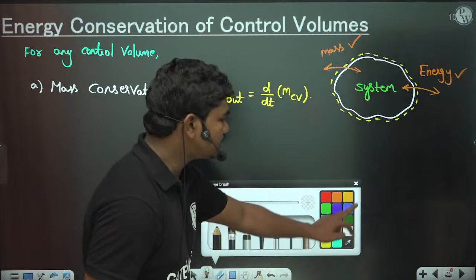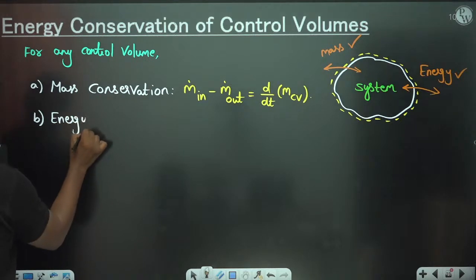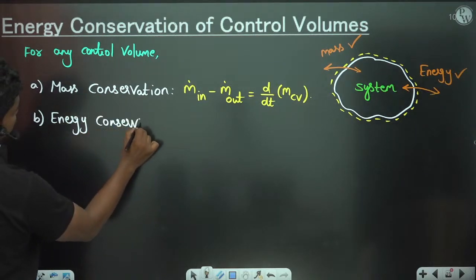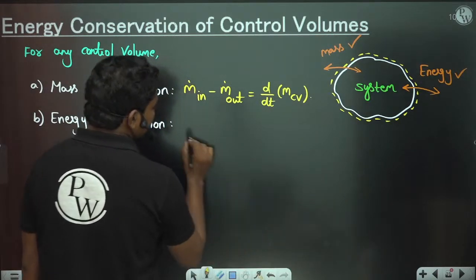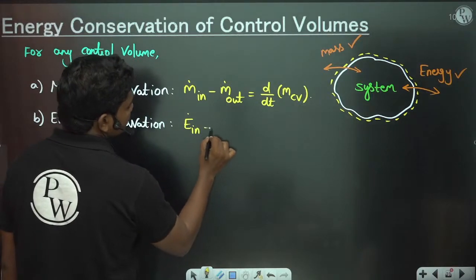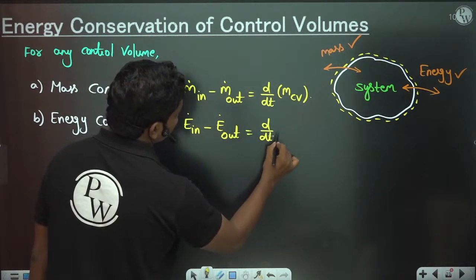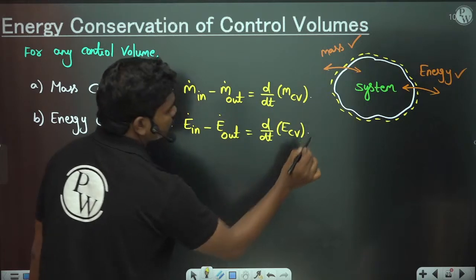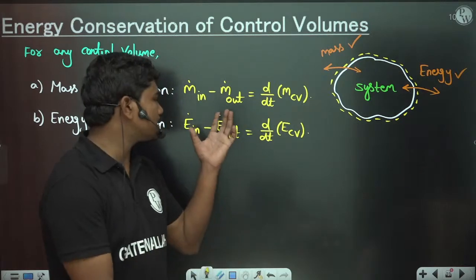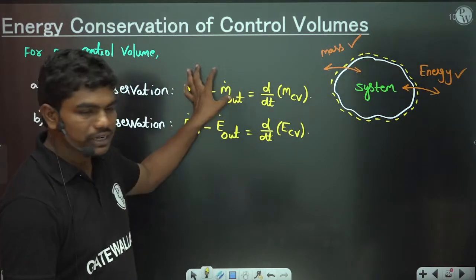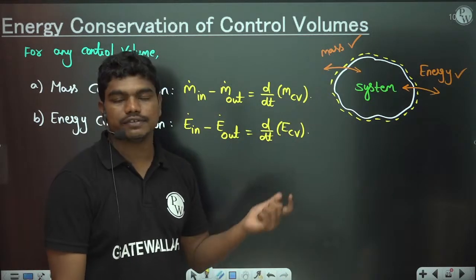Similarly, energy conservation. We know energy flowing in minus energy flowing out across the boundary is equal to the rate of change of energy of the control volume. So these are two important equations, which are very simple because basically from conservation, inlet minus outlet, the difference is equal to the thing which is stored inside. If something is stored inside, then mass and energy change with respect to time.